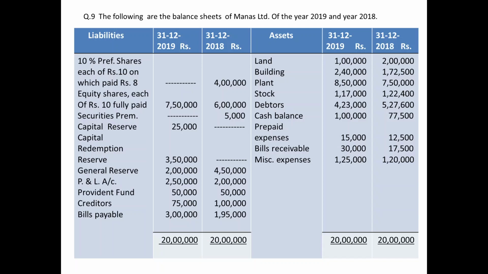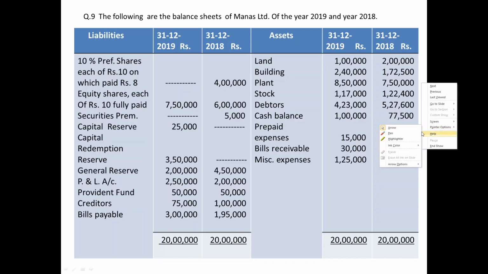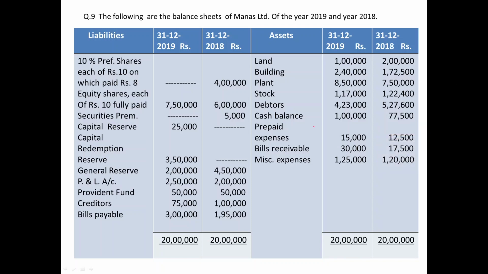As usual, balance sheets have been given for 2 years. But let me draw your attention on the column of this balance sheet. Liabilities. Then afterwards the column is 2019 for which we have to prepare the cash flow statement, and then afterwards 2018. So it is a reverse sequence that has been given over here.